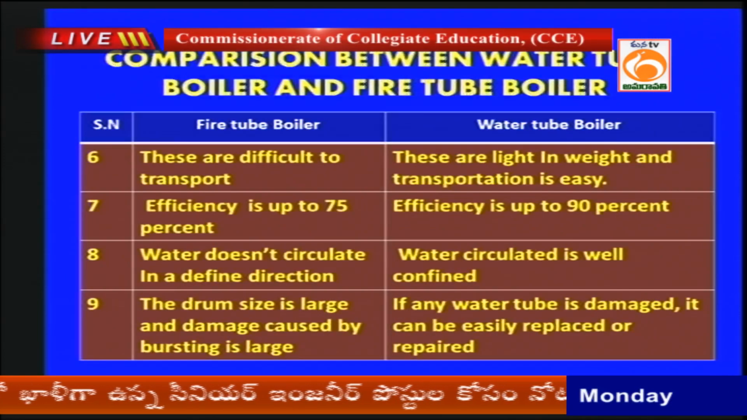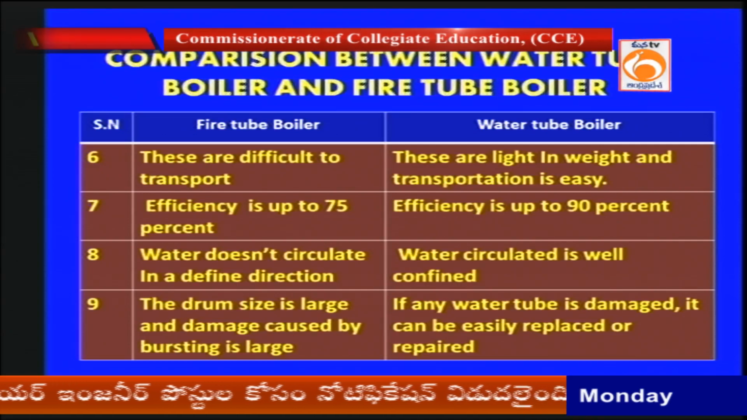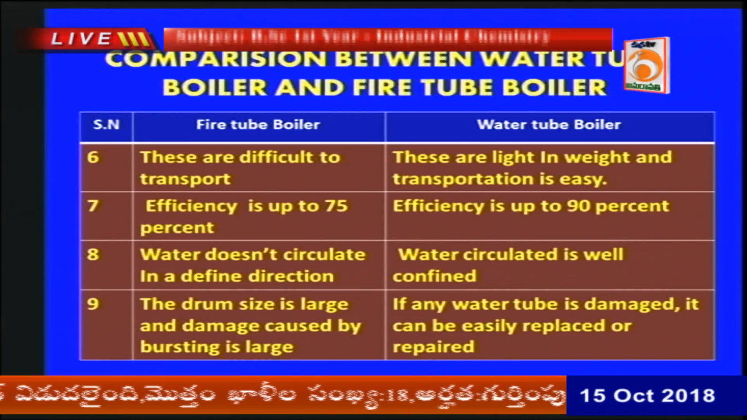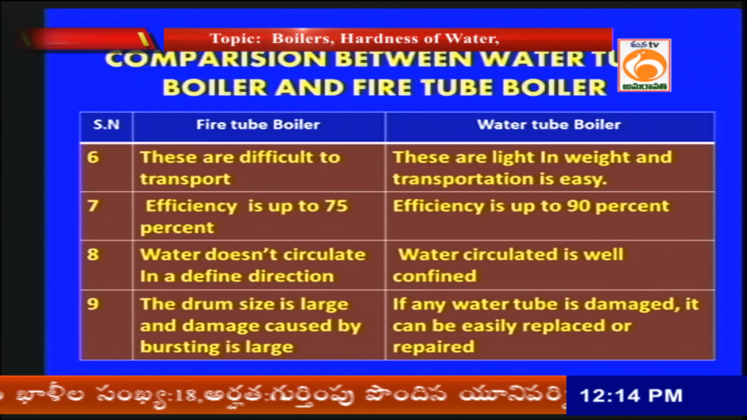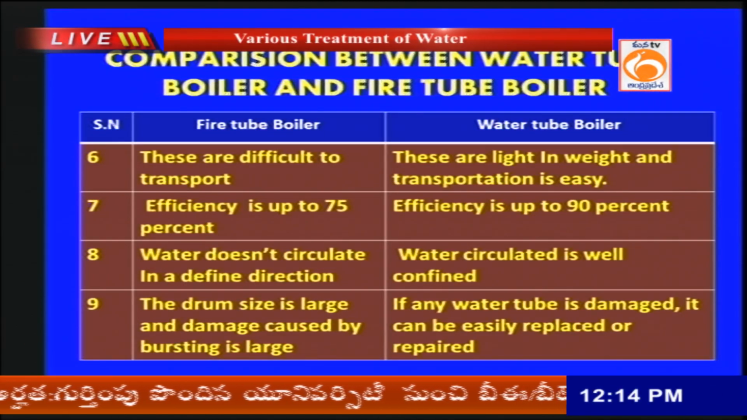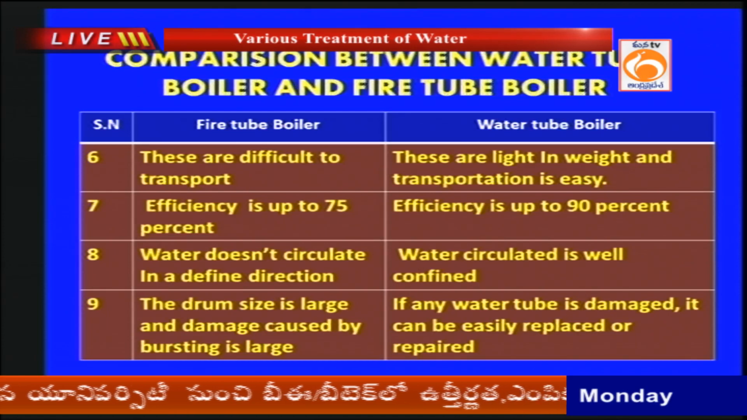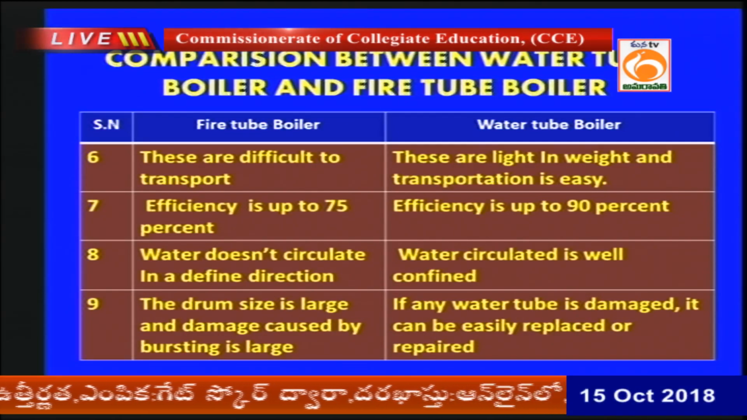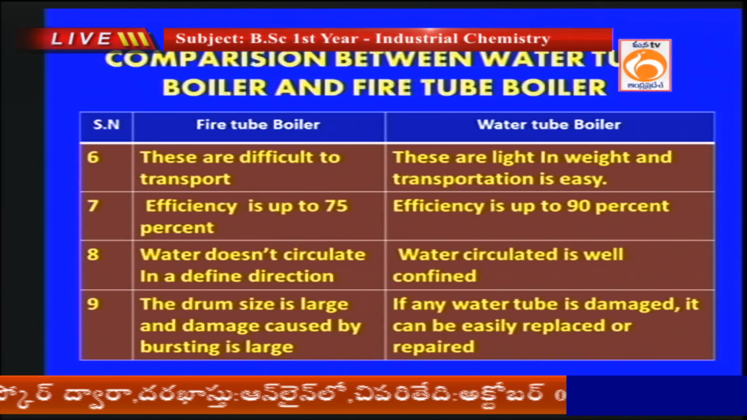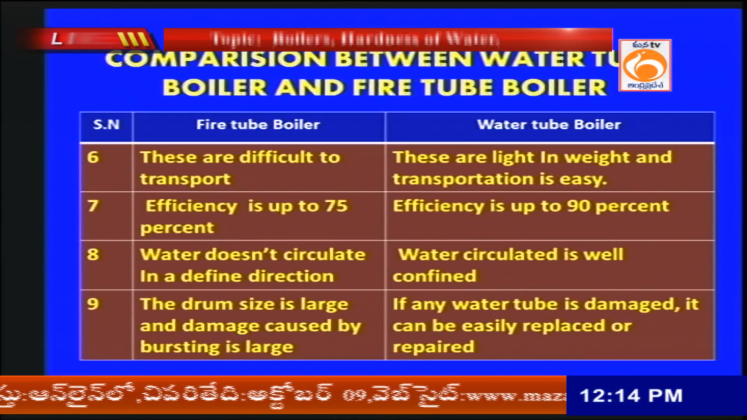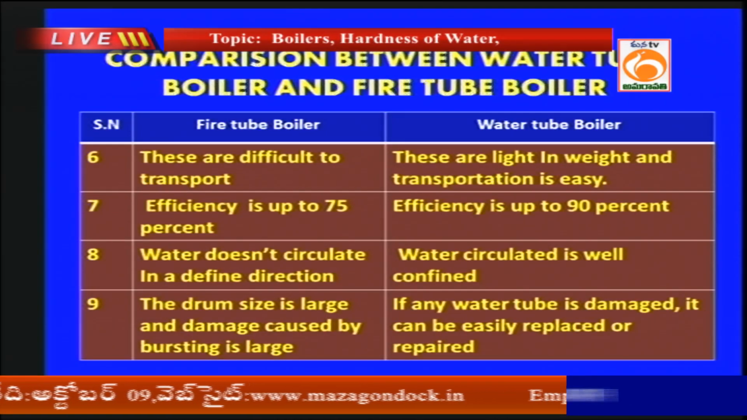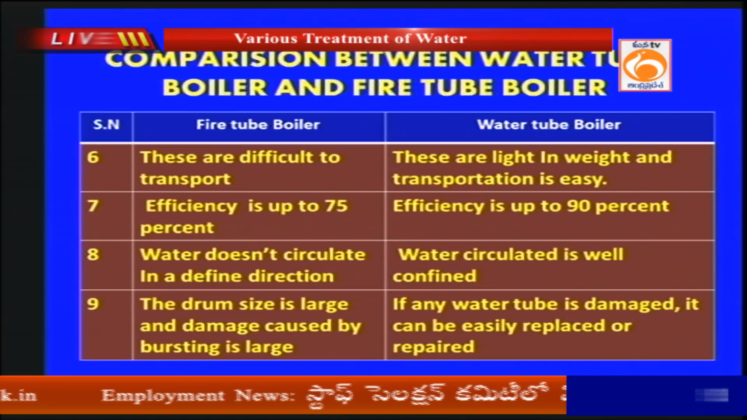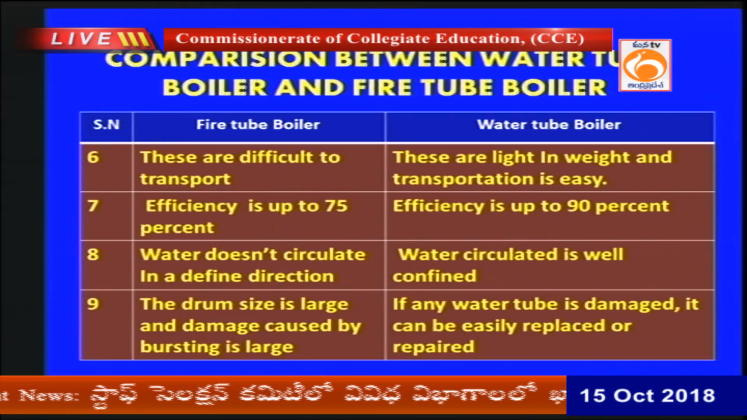And if you see some more differences, a fire tube boiler is difficult to transport, whereas a water tube boiler is very lightweight and transportation is very easy. And in a fire tube boiler only up to 75% efficiency is there, but a water tube boiler has more efficiency, that is 90%.